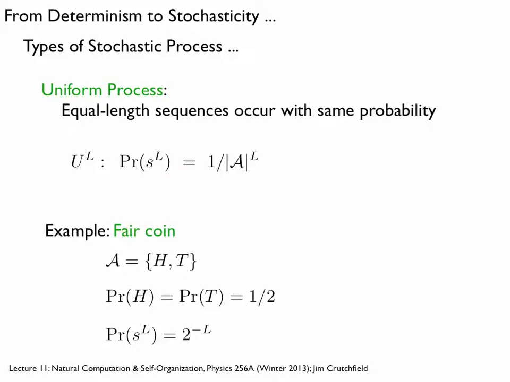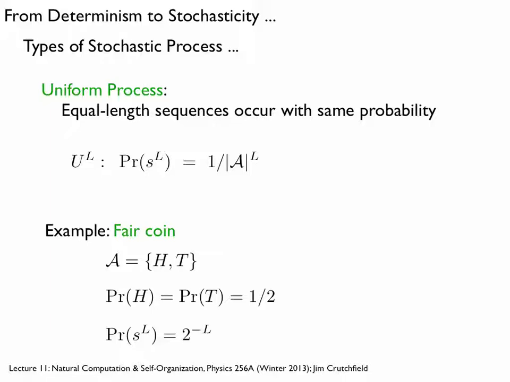Okay, a simple kind of stochastic process, a stationary stochastic process, is the uniform process. Easy to say in words: equal length sequences occur with the same probability. So it's simple, I'll just denote that. If I want to write down the word distributions for it, I can do that very directly. The probability of words of length L is simply 1 over the alphabet size to the L.